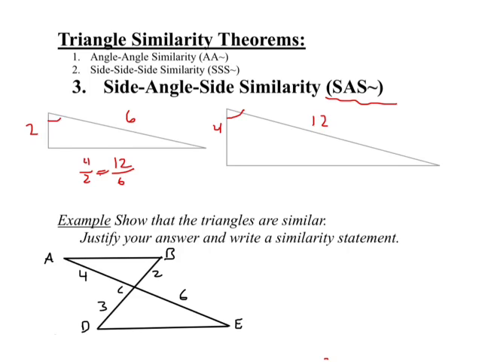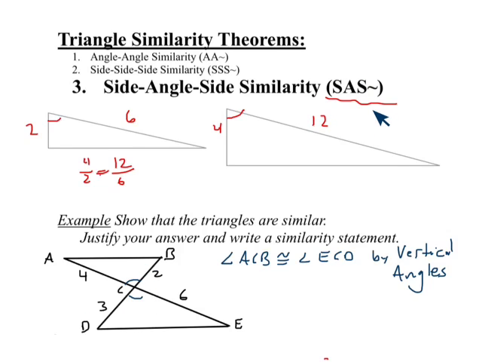We can think about some angles here. We do have some vertical angles. These two angles are congruent by vertical angles. So we know that angle ACB is congruent to angle ECD by vertical angles. That theorem that we've talked about before. And so now the only question is, are these sides proportional?